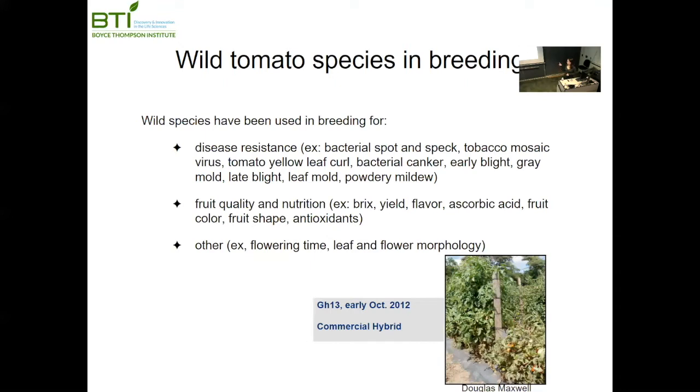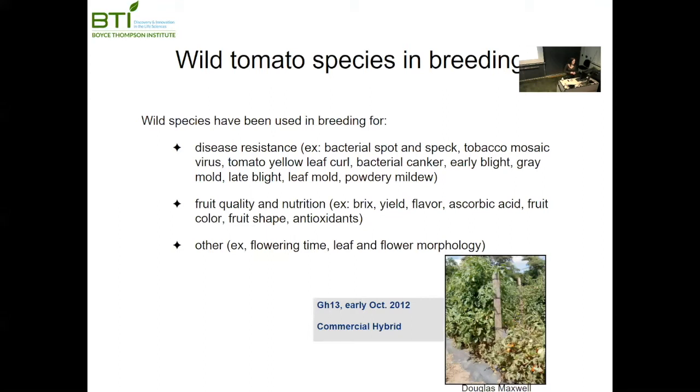You can see in the bottom picture, this line is called GH13. The plants in the back are nice and healthy. They're resistant, and the ones in the foreground are not resistant to tomato yellow leaf curl. And today I'll also be talking about bacterial speck. That's another trait for which wild species have been used to increase resistance.